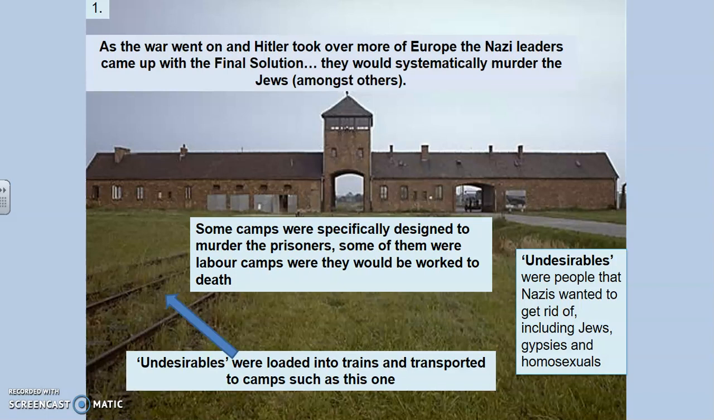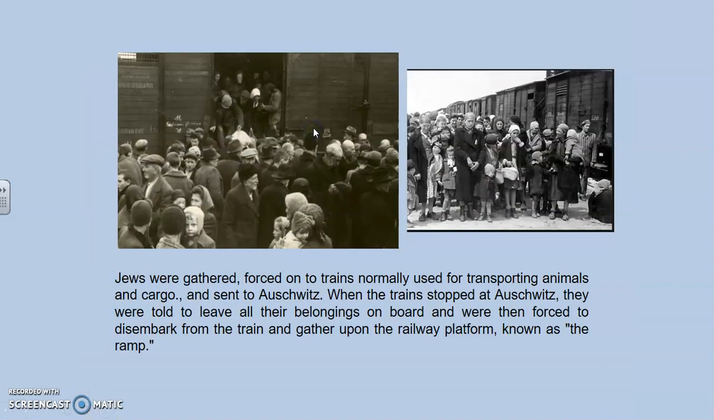The Nazis viewed a range of different people as undesirable, and these undesirables would be loaded onto trains and transported to camps such as this one. Undesirables were people the Nazis wanted to get rid of, including Jews, gypsies and homosexuals. Jews were gathered, forced onto trains normally used for transporting animals and cargoes, and they were sent to places such as Auschwitz. When the train stopped at Auschwitz, they were told to leave all their belongings on board and were then forced to disembark from the train and gather upon the railway platform known as the ramp.